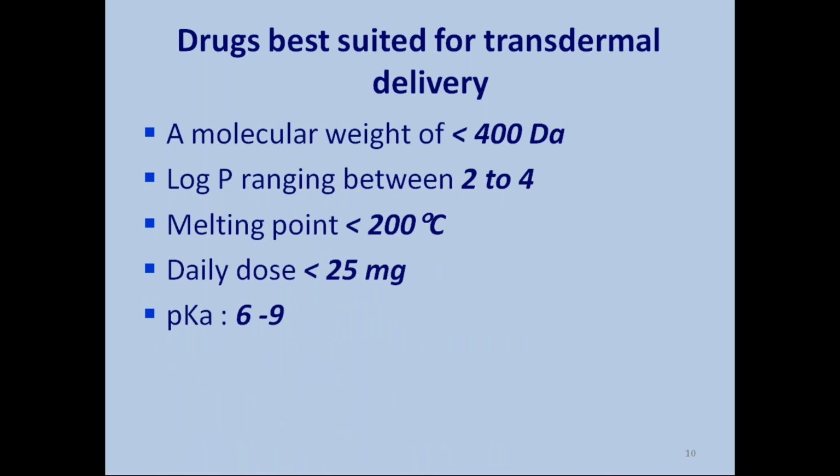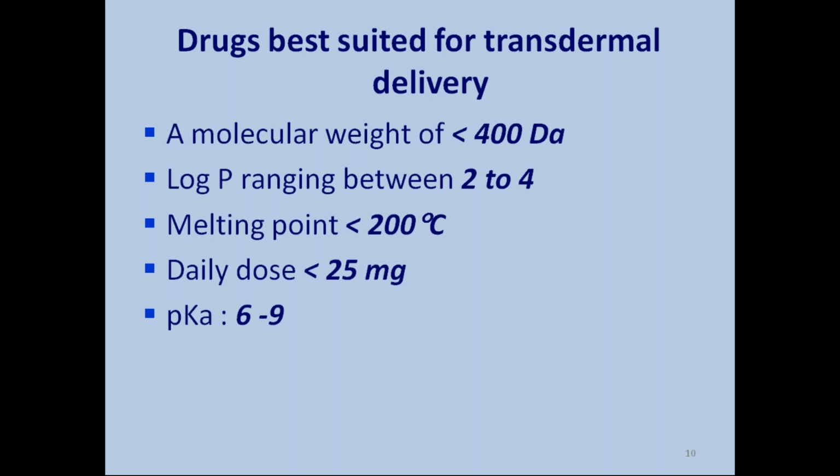So this is the criteria for the transdermal permeation path. If a molecule has to pass through the skin, these are some of the qualities it has to possess. These are the prerequisites. What are the prerequisites? One is, as I told you, the molecular weight should be less than 400 Daltons.